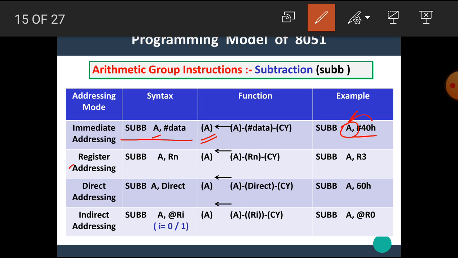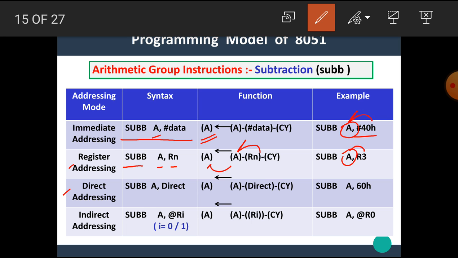The next addressing is register addressing. The syntax is SUBB A comma Rn, where n means 0 to 7, R0 to R7. That means Rn is subtracted from the accumulator and the result is placed in the accumulator. For example, SUBB A, R3 means R3 is subtracted from the accumulator and the final result of the subtraction is stored in the accumulator.